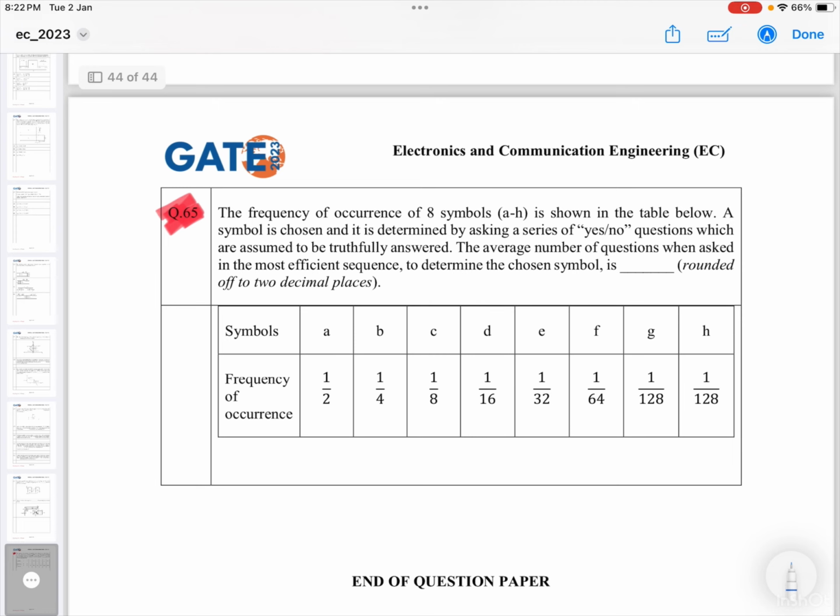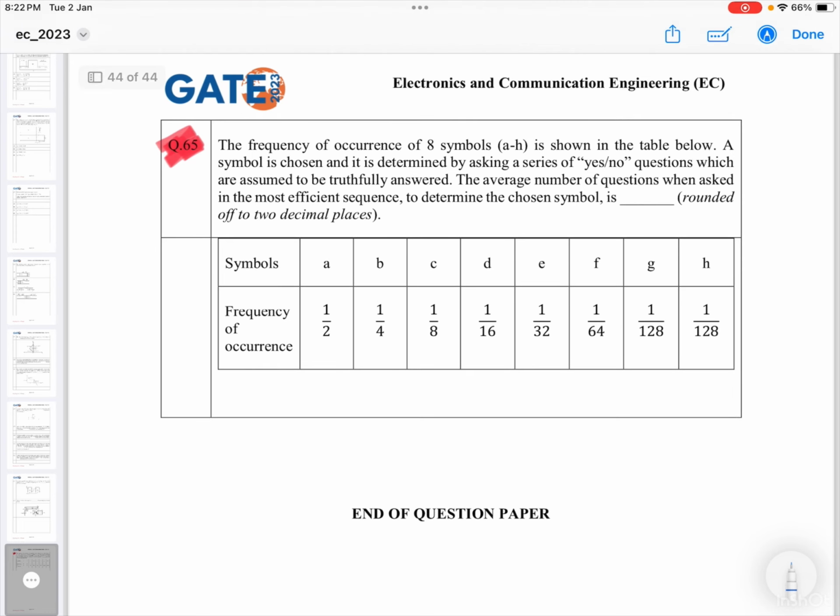Okay, so this question is more oriented towards the communication part, but let's look at this. What we have been asked is that the frequency of occurrence of 8 symbols A to H is shown in the table below. So these are the frequencies of occurrence. So maybe some source is generating some symbols, right? And we have A, B, C, D, E, F, with these probabilities, right?